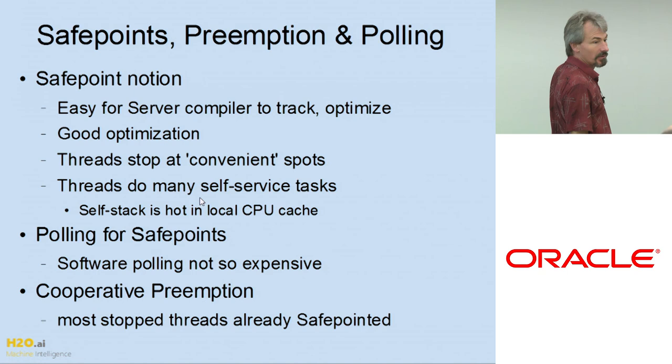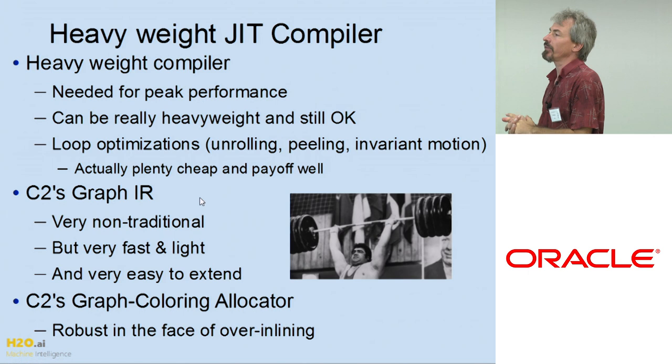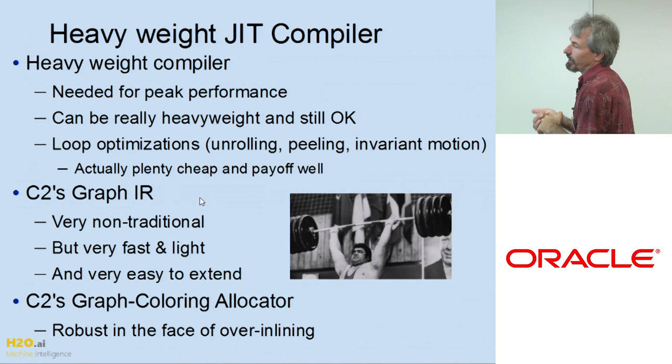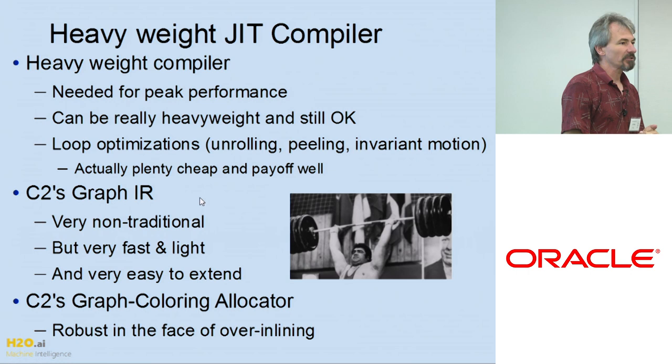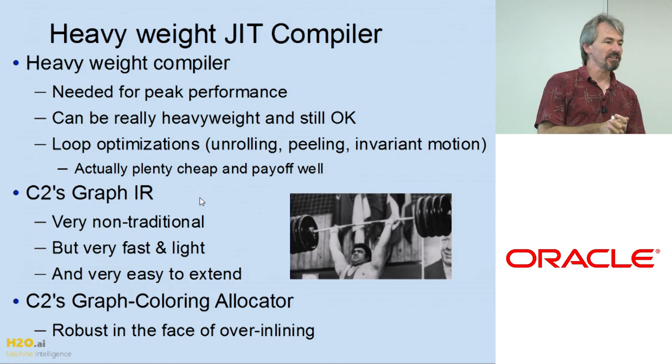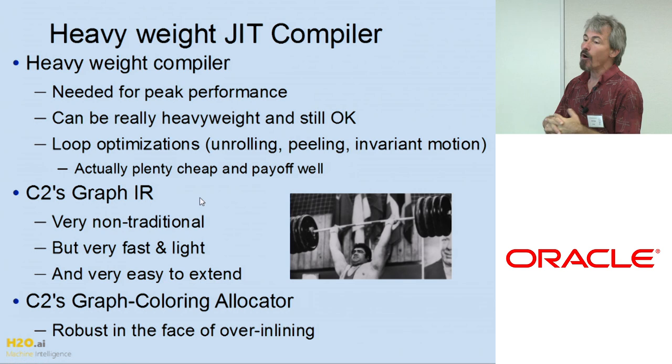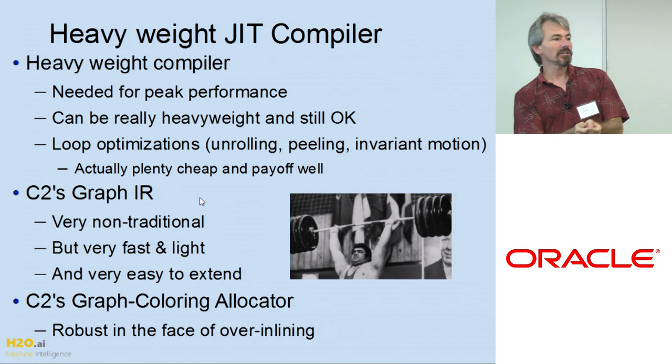Heavyweight JIT compiler, another thing that I think worked out really well in practice. This is what gave Java the reputation that it was as fast as C. It was this heavyweight compiler for peak performance. And when we first started down this path, we didn't know how heavyweight we could be and still be okay. So the early versions of C2 were, in fact, really fast, as fast as C1 is now. And over time, I could get more peak performance by slowing the JIT down. And everyone would say, no, it's too slow, but we want a better SPEC score. So better SPEC score it was, every time.